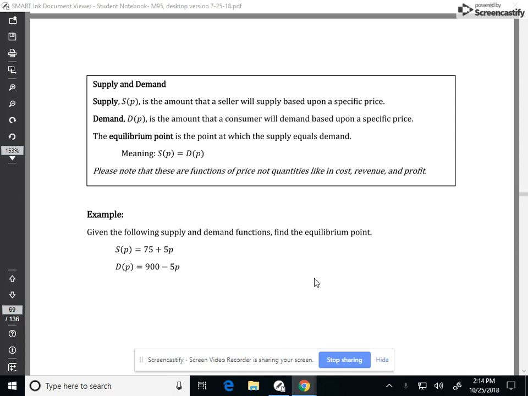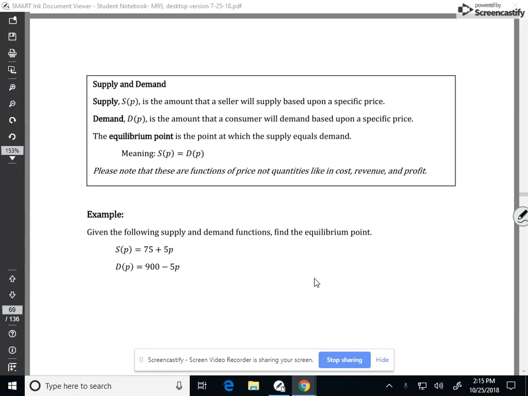So previously we looked at profit, cost, and revenue, and now we're going to look at supply and demand. So supply is the amount that a seller will supply based upon a specific price, and demand is the amount that a consumer will demand based upon that same specific price.